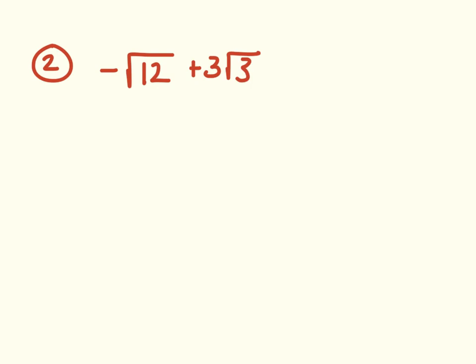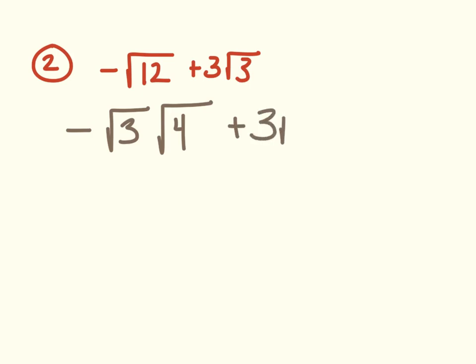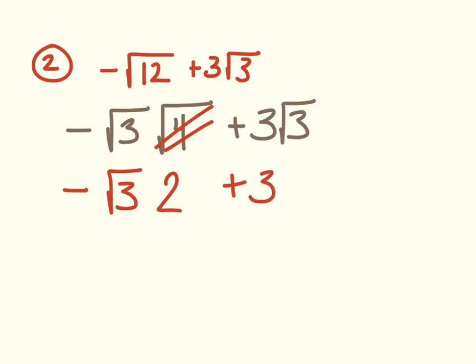Let's try another one. Negative radical 12 plus 3 radical 3. I can't add or subtract until the number under the radical is the same. So what do we do? We'll break it down. Leave the negative. What times what is 12? I'm going to say 3 times 4 is 12, plus 3 radical 3. Okay. As I go through, I'm going to leave the negative. I'm going to leave radical 3. And I know the square root of 4 is 2, plus 3 radical 3.